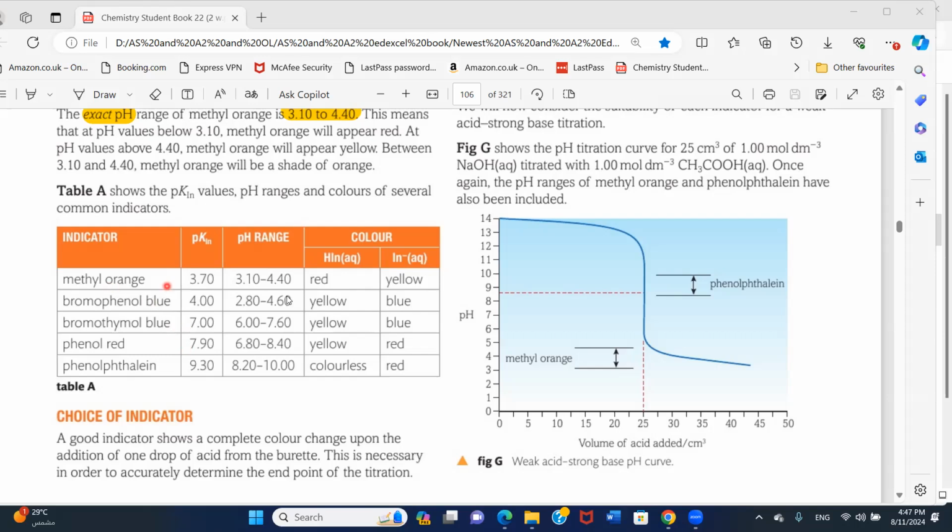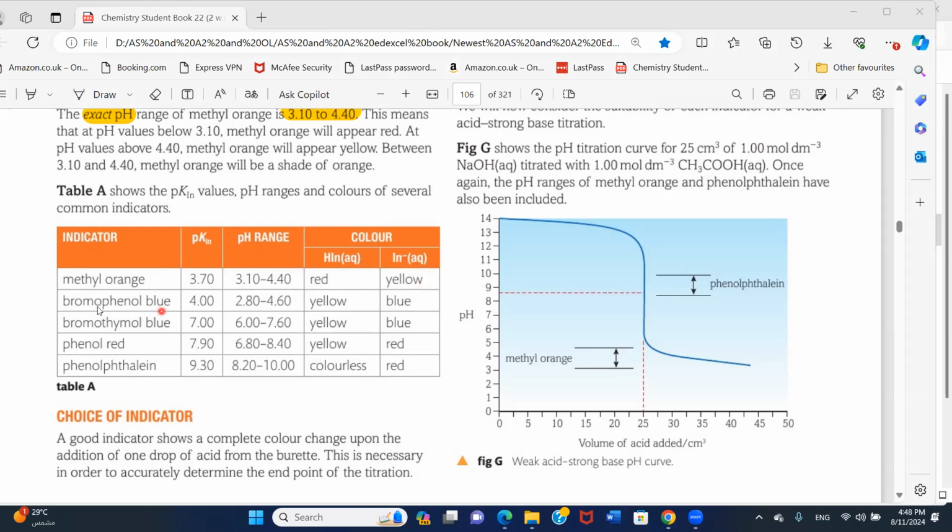Each indicator has a pH range. We are going to look at the pH range at which they change their color to the intermediate color. So methyl orange changed its color between 3.1 and 4.4. What do I mean by that? This is its endpoint. It means that before 3.1, it will have the red color in the acid medium. After 4.4, it will have the yellow color of the In negative, its negative species.